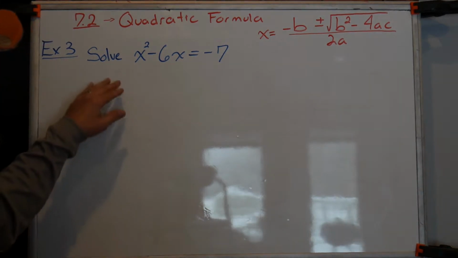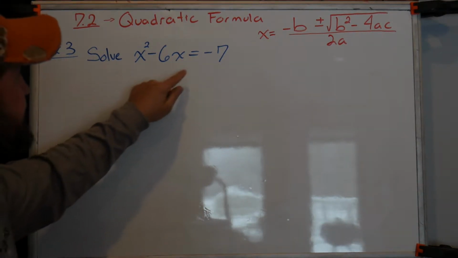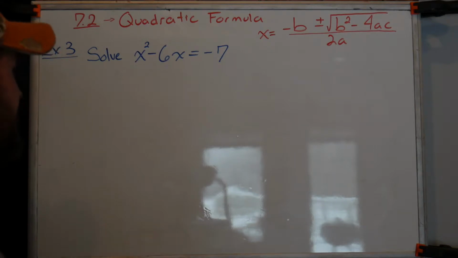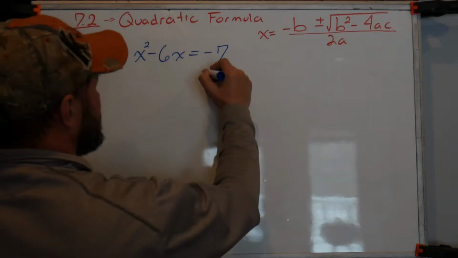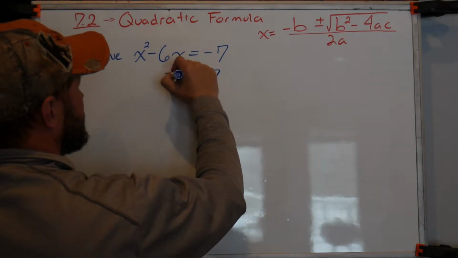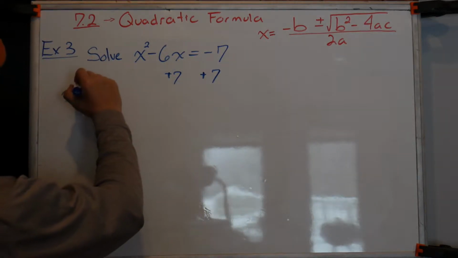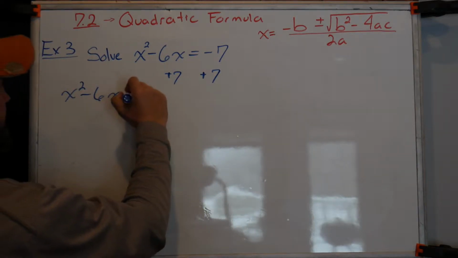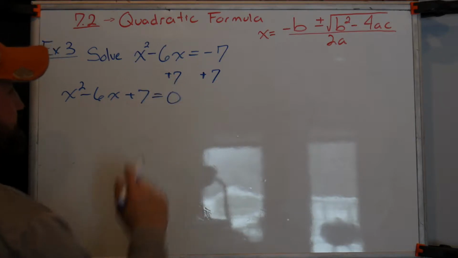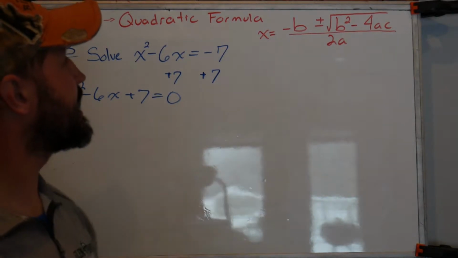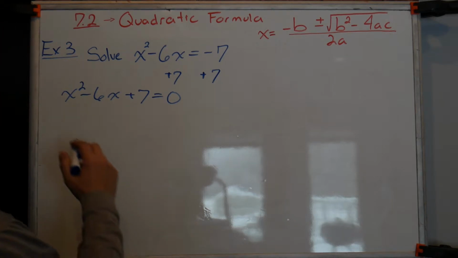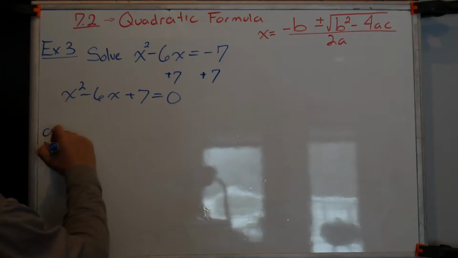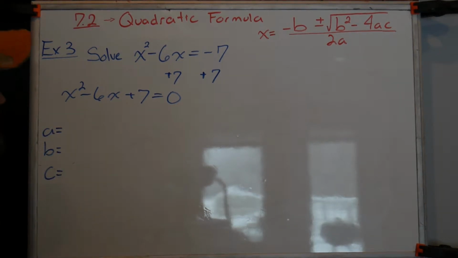Example 3, what they do is they don't set it equal to 0. All we have to do is start by setting equal to 0. Now, keep in mind that once you understand what's going on, you don't actually have to do this. We are looking for A, B, C.